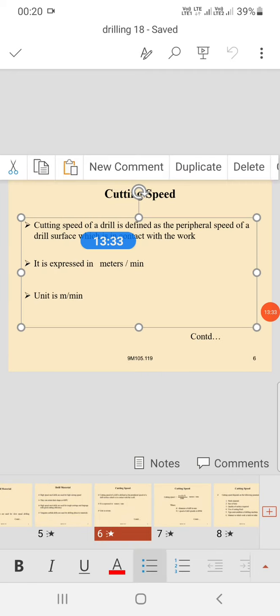Cutting speed of the drill is defined as the peripheral speed of the drill surface which is in contact with the work, and it is expressed in meters per minute. Next, cutting speed is given as pi D N by 1000 meters per minute, where D is diameter and N is speed.